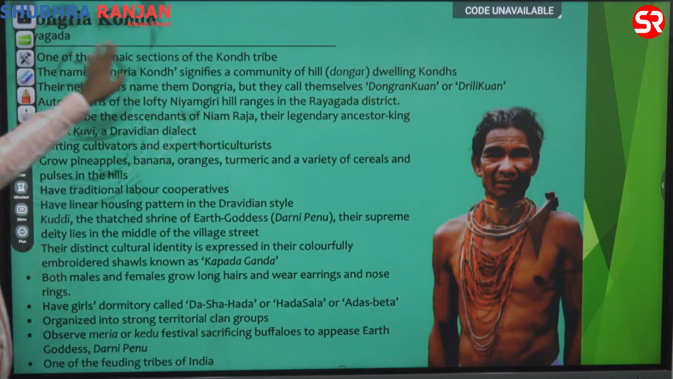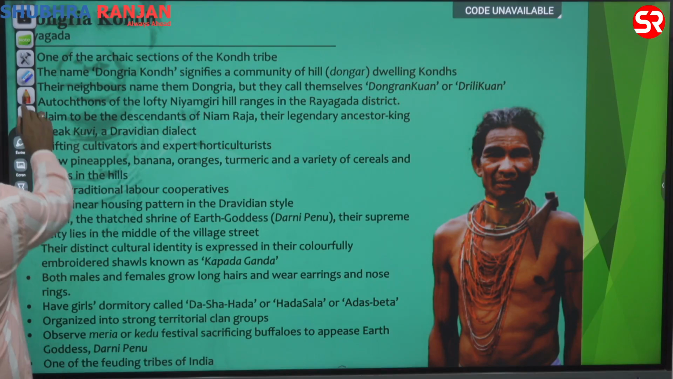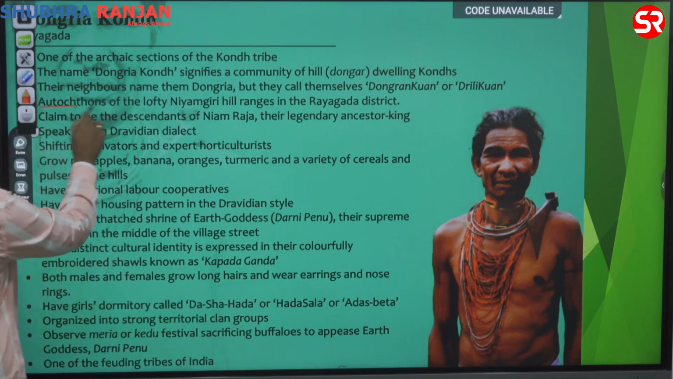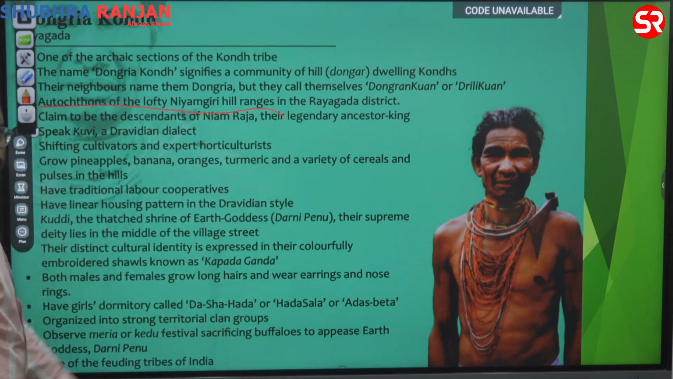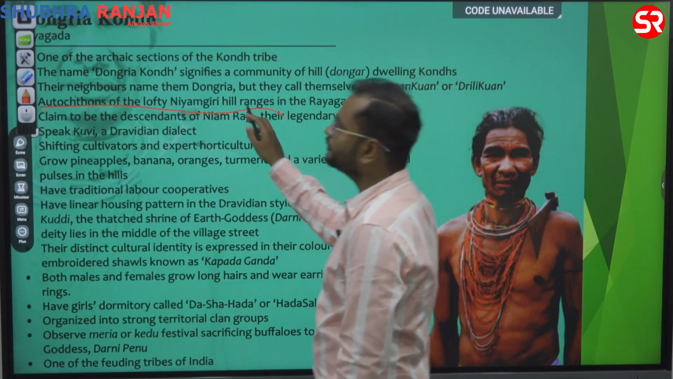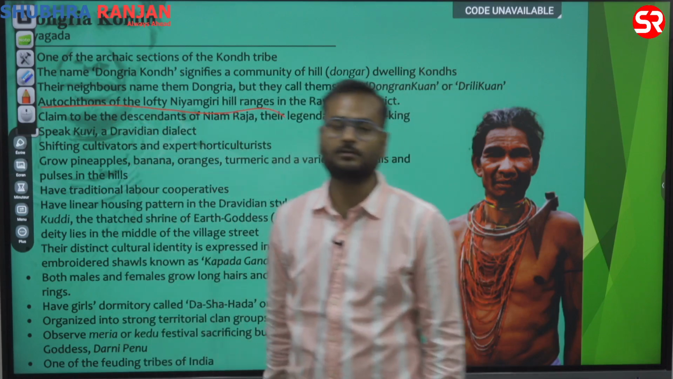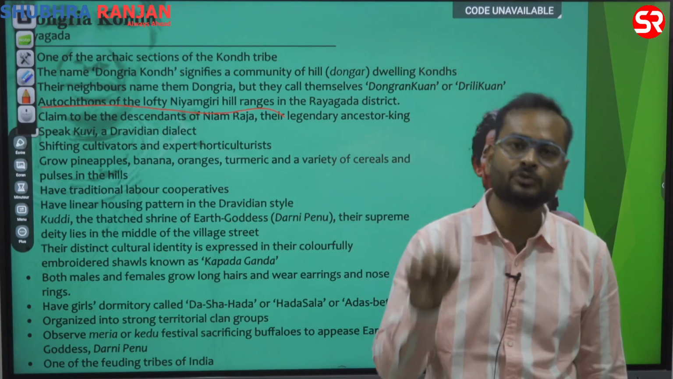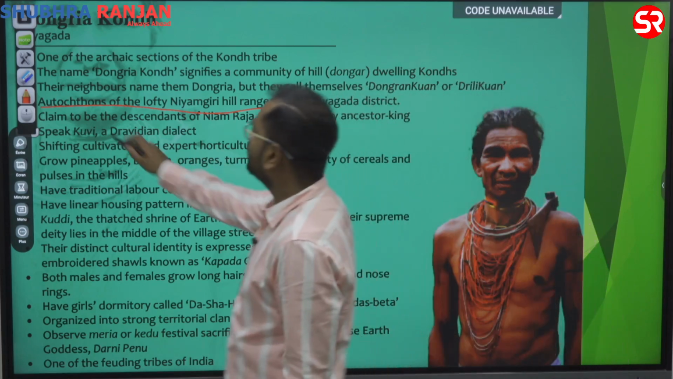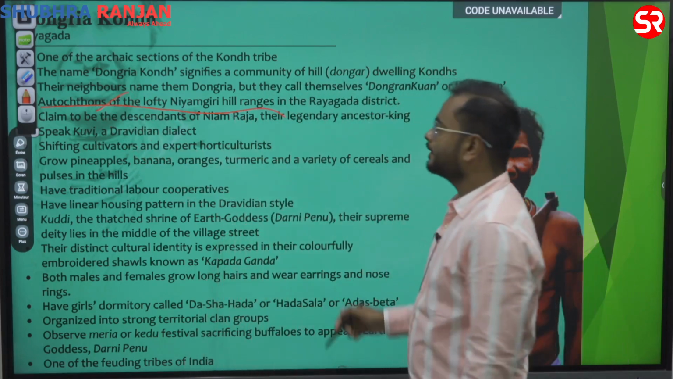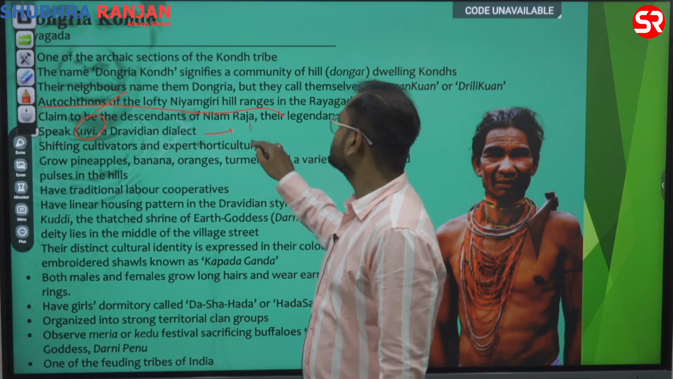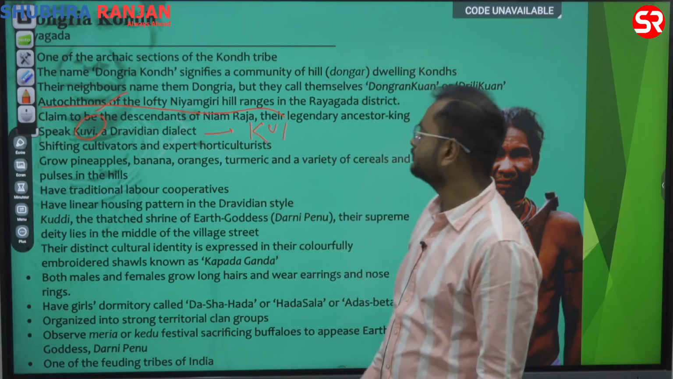The next one is Dongriya Kond. What is so typical about Dongriya Kond? They are the autochthones of the lofty Niyamgiri hills. In the ranges of Niyamgiri hills, they are the indigenous people. They are not only the tribals who live there, but they have their roots there also. That is why they are called autochthones. Then what kind of language do they speak? Kuvi, a dialect. It is similar to the Kui language also.